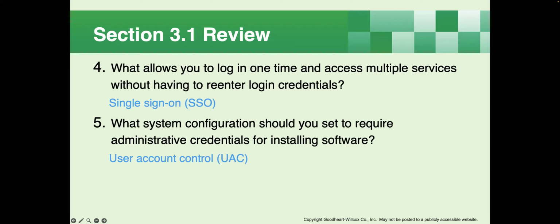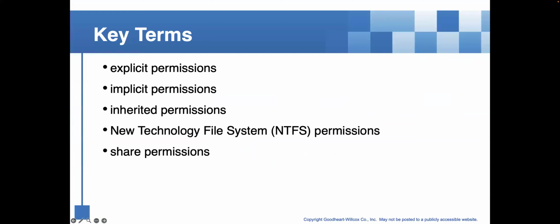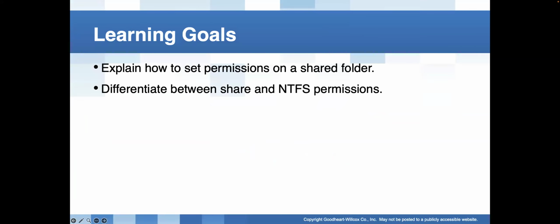And on this note, we've come to the end of section 3.1, and we'll look at the next section, which is section 3.2, access to files and folders. In this section, our key terms are explicit permissions, implicit permissions, inherited permissions, New Technology File System permissions, and share permissions. Our learning goals are to explain how to set permissions on a shared folder, and to differentiate between share and NTFS permissions, that is, the New Technology File System permissions.